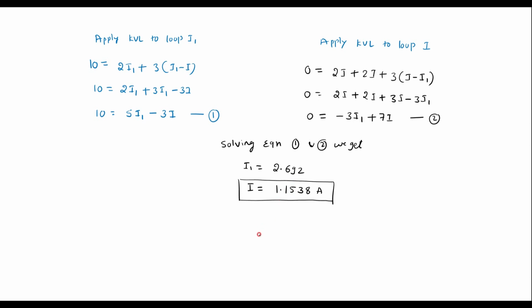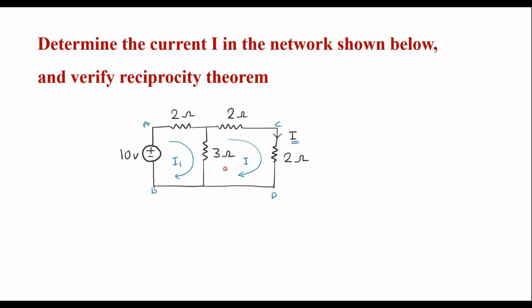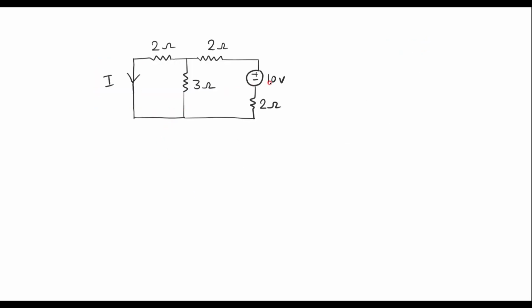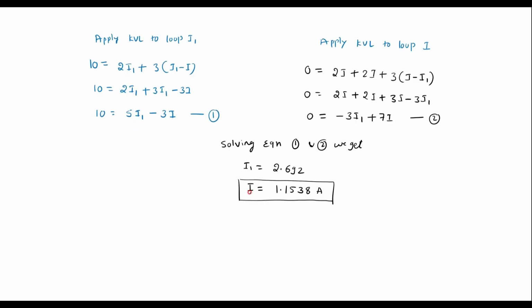So now let's verify reciprocity theorem. To verify it, I have to connect this 10 volt voltage source in series with the 2 ohm resistor, and short this branch, and find the current through branch AB. That is, the circuit looks like this. I have shifted the 10 volt source here. So this was terminal AB, this was terminal CD. Now we have to find this I. This I and the previous I both should be the same.